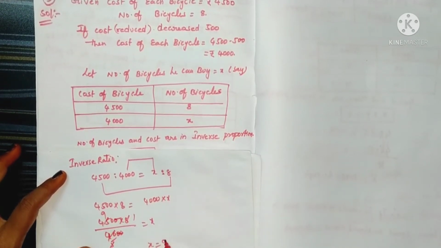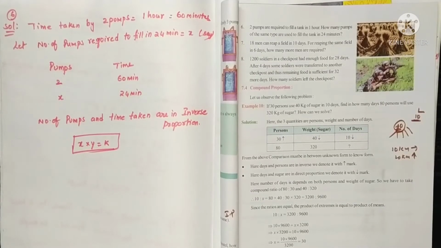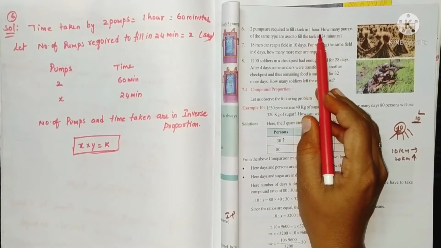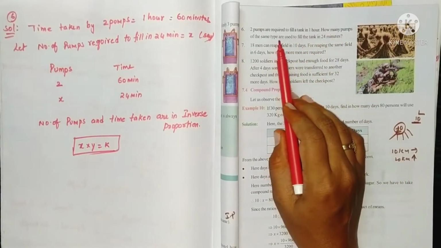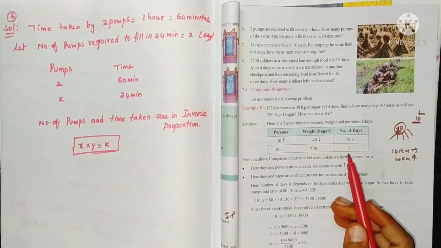X is equals to 9. Okay. Sixth problem. 2 pumps are required to fill a tank in 1 hour. How many pumps of the same type are used to fill the tank in 24 minutes?